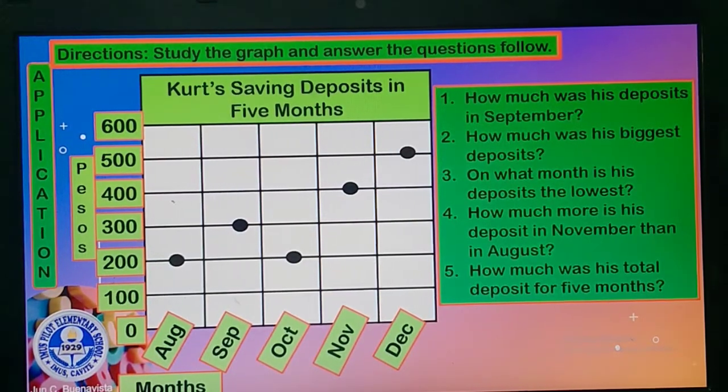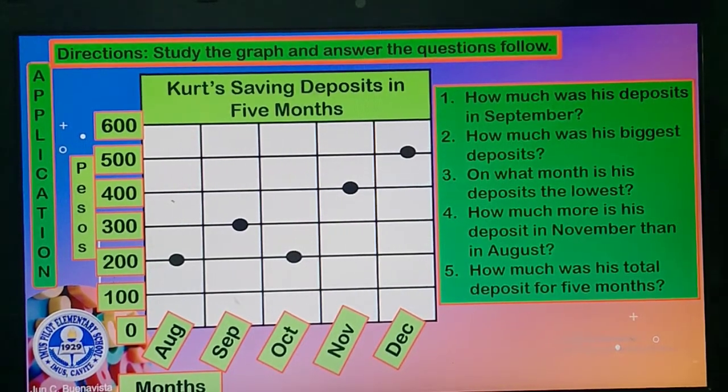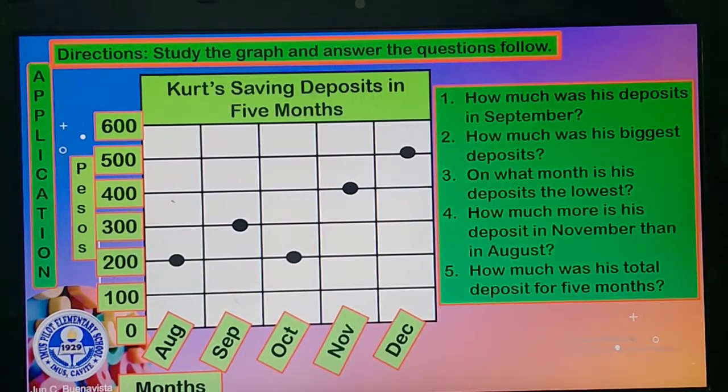Study the graph and answer the questions that follow. So answer only. Alright, number 1. How much was his deposit in September? Answer na lang. O, ilan yung September na deposit ni Kurt? Number 2. How much was his biggest deposit? How much, ibig sabihin, pera. Baka months ang ilalagay ninyo. Right. Number 3. In what month is his deposit the lowest? Anong buwan ang pinakamababa niyang deposit?